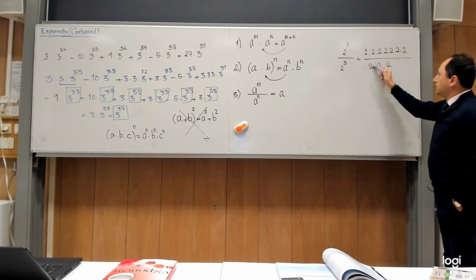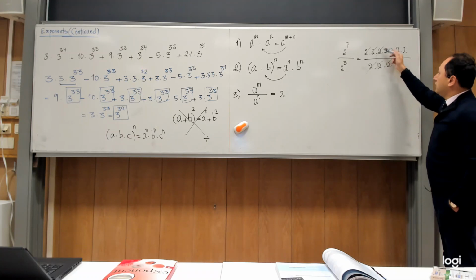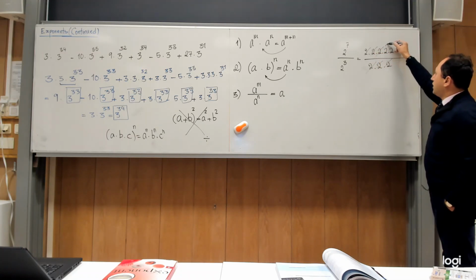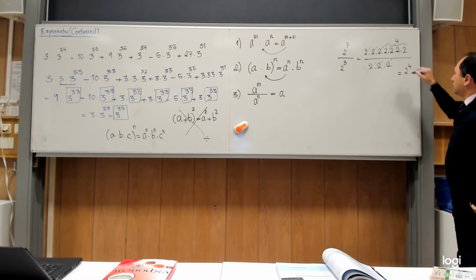But you learn that I can simplify factors. So you see, 3 factors of 2 are gone with 3 factors of 2. So how much is left? 4 factors of 2 are left. So I can write simply 2 to the power of 4.